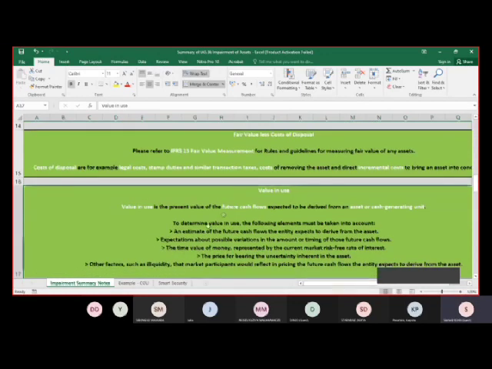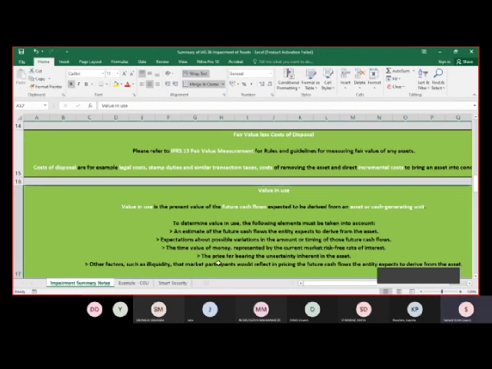And value in use. Value in use is the present value of the future cash flows, and by future cash flows, I mean inflows and outflows, expected to be derived from an asset or a cash generating unit. To determine the value in use, the following elements must be taken into account. So for you to be able to determine the value in use, you must take the following into account: an estimate of future cash flows the entity expects to derive from the asset, and expectations about possible variation in the amount or timing of those future cash flows.